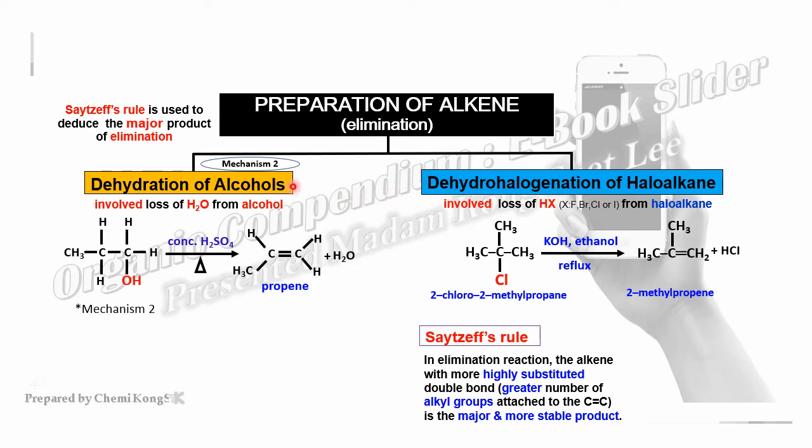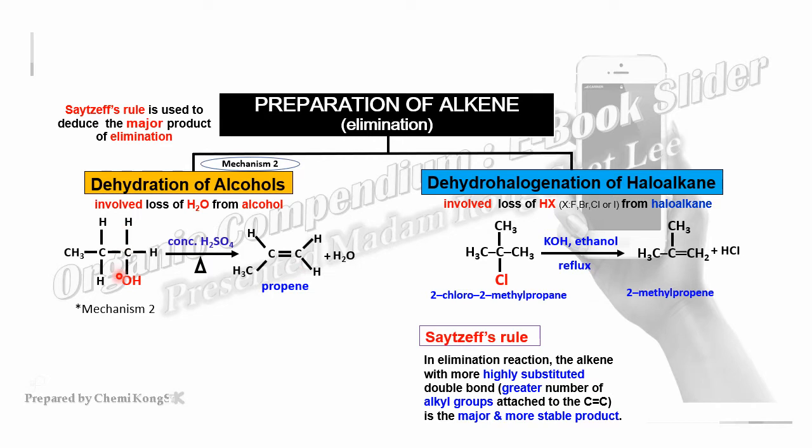While we're forming the product, Saytzeff's rule is used or applied to deduce which one is the major product of the elimination reaction. So first of all, we go for dehydration of alcohol. It involves loss of water from alcohol. So this is alcohol reacting with the reagent concentrated H2SO4, sulfuric acid, and heat, then it will form alkene.